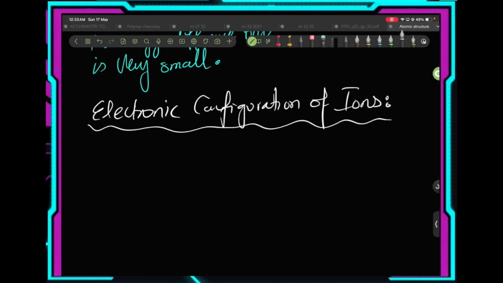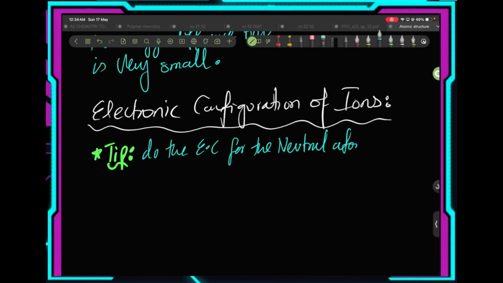Now how do you do the electronic configuration for ions? One exam tip: never do the electronic configuration for an ion directly. Always do it for the neutral atom first and then just remove electrons. This is just a tip. If you follow this, you won't make a mistake in electronic configuration. Remember, do the electronic configuration for the neutral atom first, then just remove electrons.